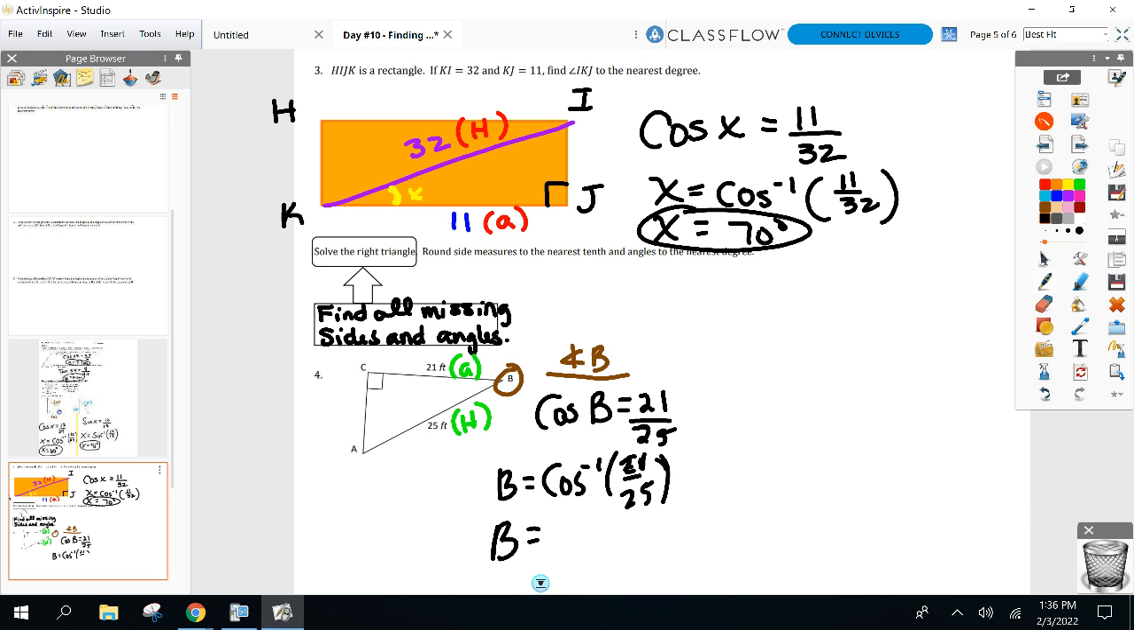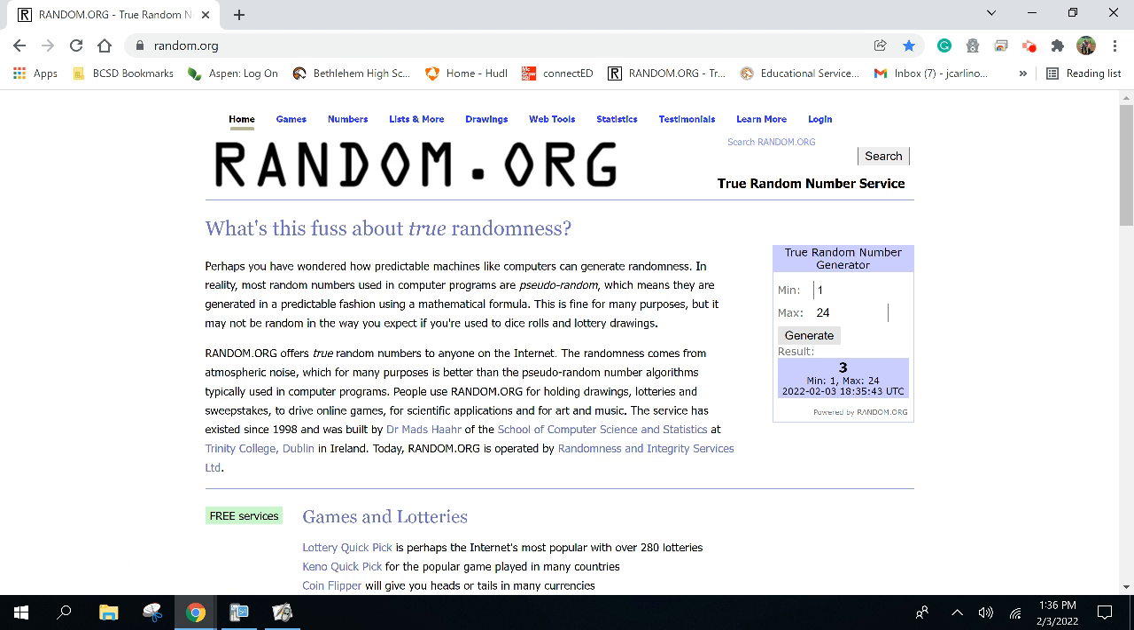If you read the directions, any degree measure should be to the nearest degree. So angle B to the nearest degree, when you're ready.